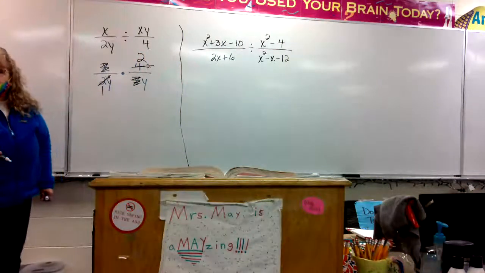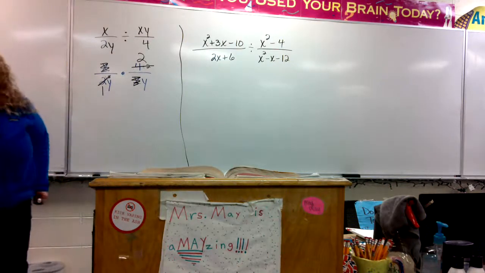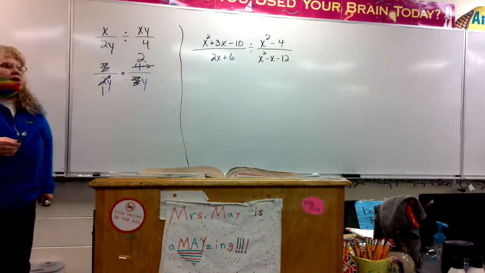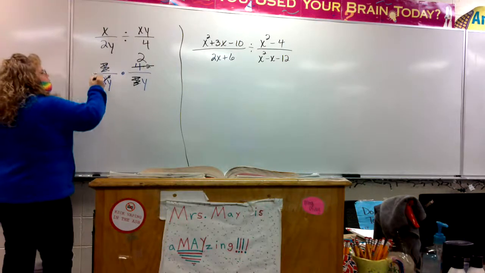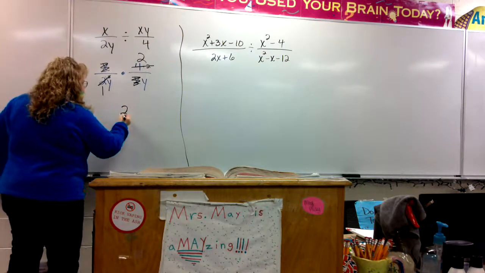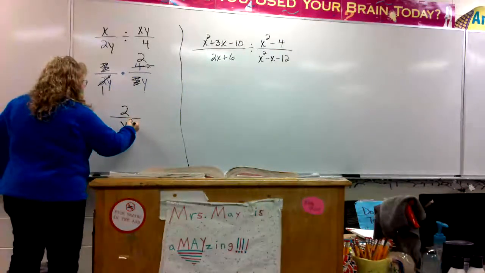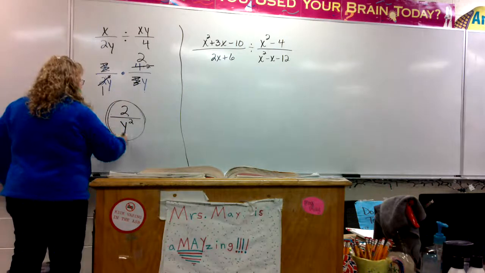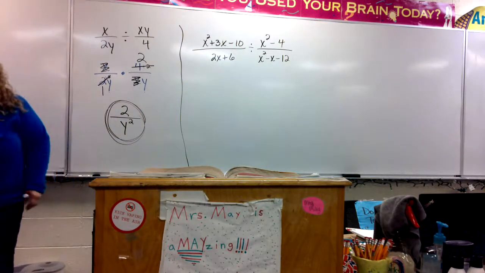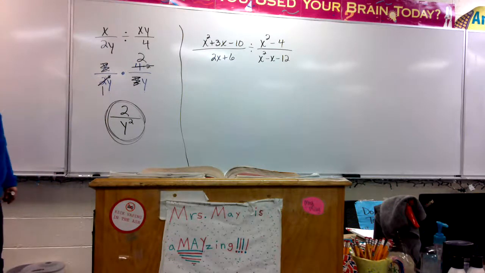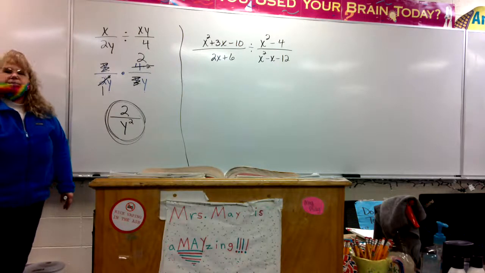Anything else? Can I do anything with these y's? No. Why not? Because they're both on the bottom. In order to cancel, it has to be something on top with something on bottom. So all I have left on top is a 2, and on bottom a y and another y. y times y is y squared. So it looks like I get 2 over y squared. Does that make sense? So just like we did the other day, basically the same thing, right?